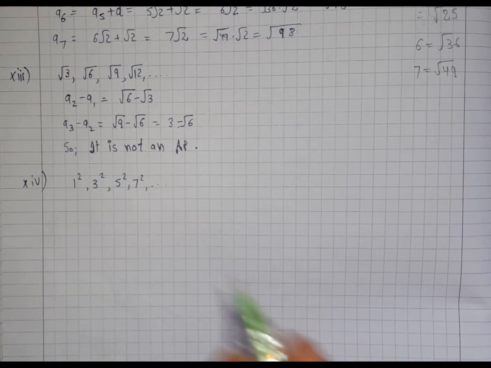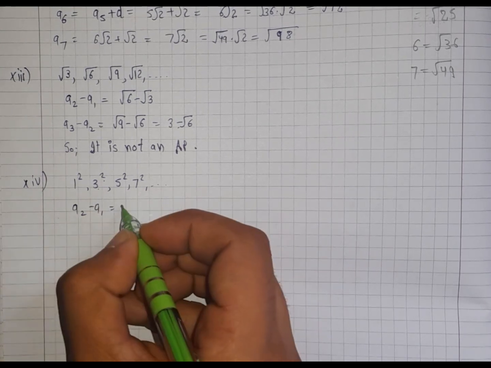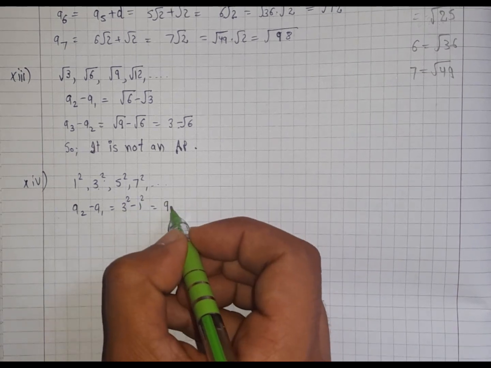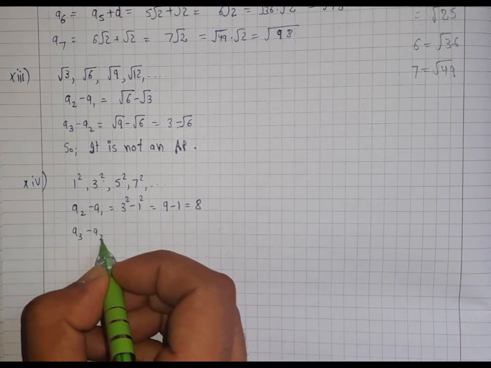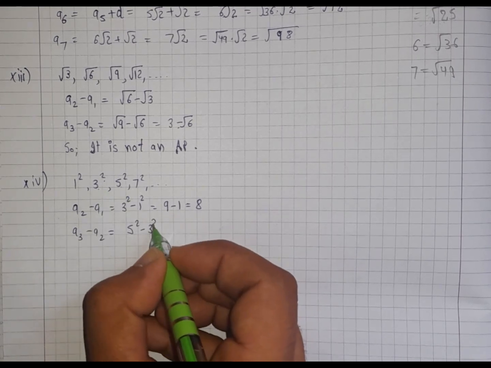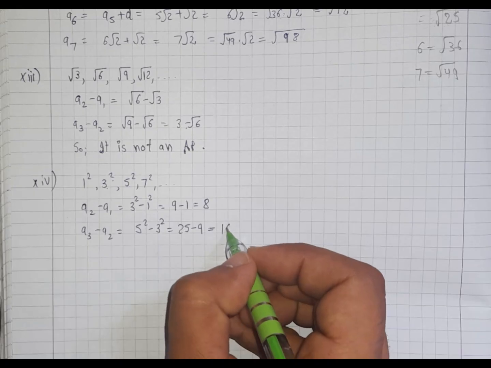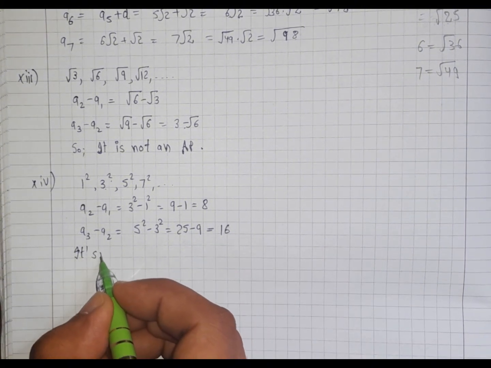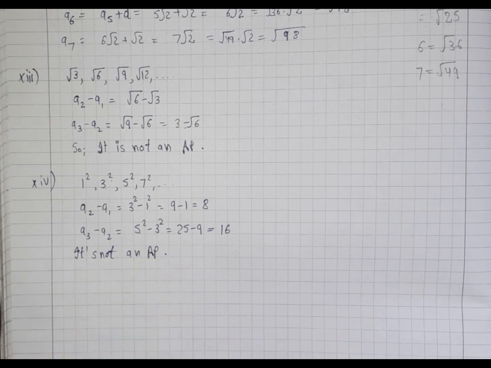In the 14th part, a2 minus a1 equals: a2 is 3 squared and a1 is 1 squared, that is 9 minus 1, 8. a3 minus a2 equals 5 squared minus 3 squared, that is 25 minus 9 equals 16. So it's not an AP because it doesn't have a common difference.